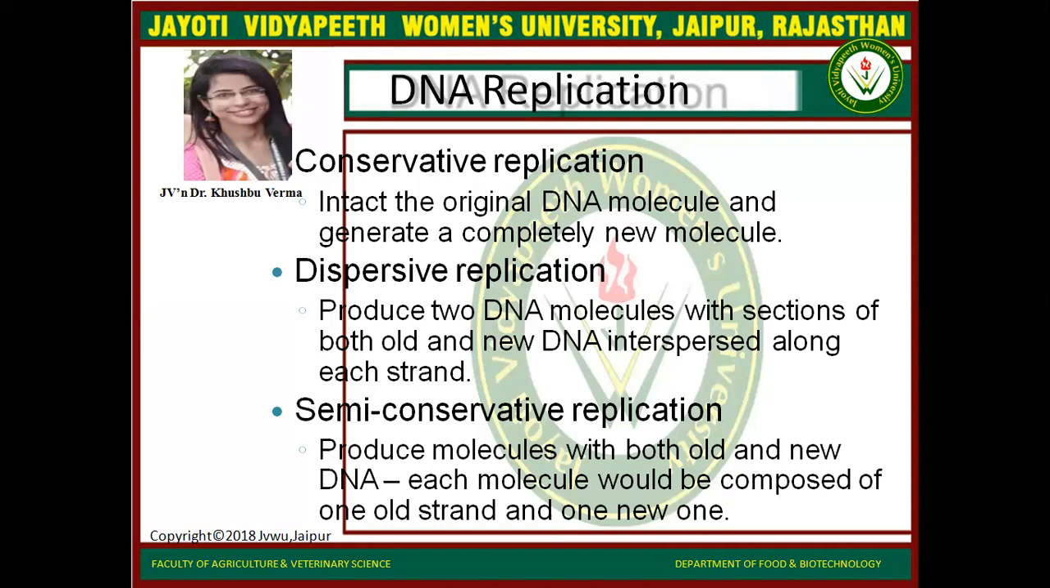process. Conservative replication keeps the original DNA molecule intact and generates a completely new molecule. Dispersive replication means producing two DNA molecules with sections of both old and new DNA interspersed along each strand. The third one is semi-conservative replication, which produces molecules with both old and new DNA. Each molecule would be composed of one old strand and one new one.